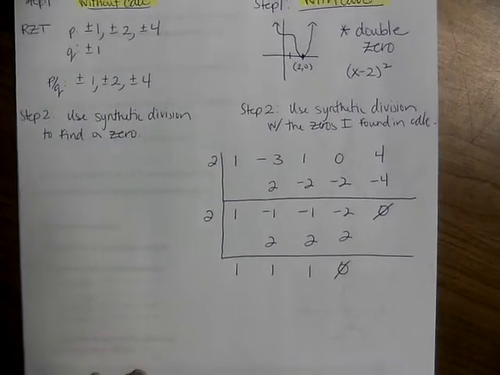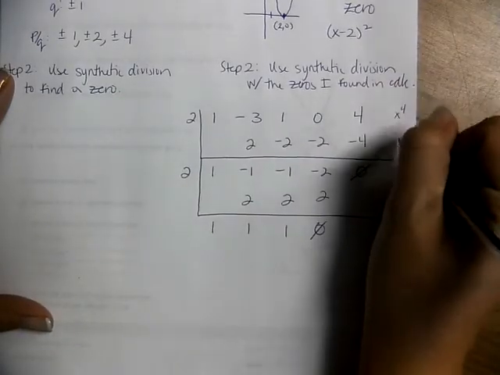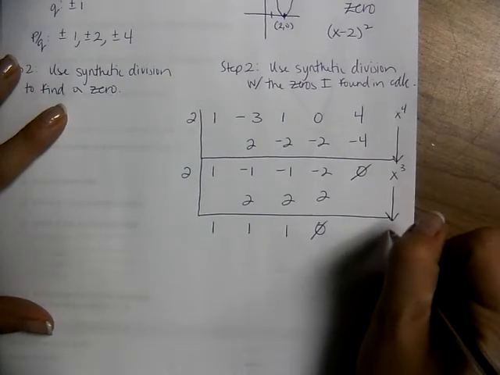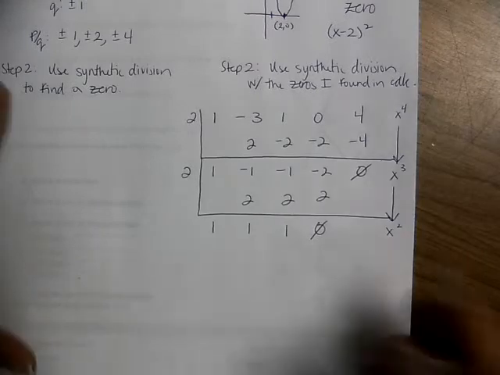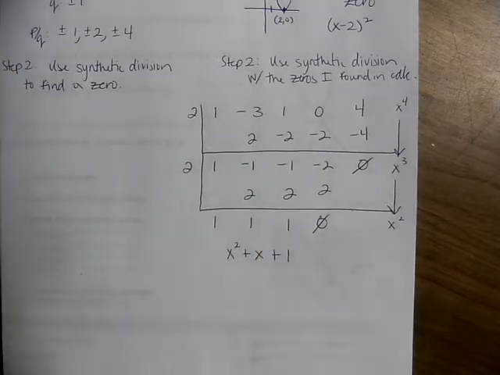Okay, so now remember, you did synthetic twice. This started at x to the 4th. The first time you did synthetic, it lost a degree, took it to x cubed. The second time you did it, it took it down 2 degrees, so it's at x squared now. So I have x squared plus x plus 1 left over.